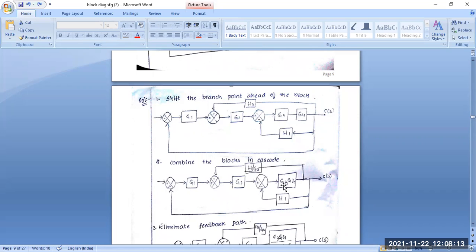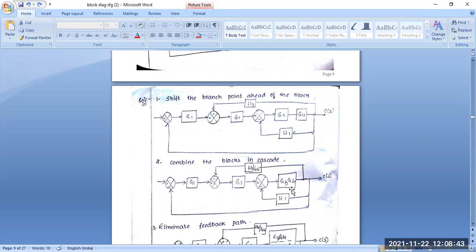The other part is the same: the H1 feedback loop is connected from this point to this one, and the unity feedback loop is connected from the takeoff point to the first summing point. This is the output C(s) and this is the input R(s). First we shift the branch point ahead of the block. Next we combine the blocks in cascade.